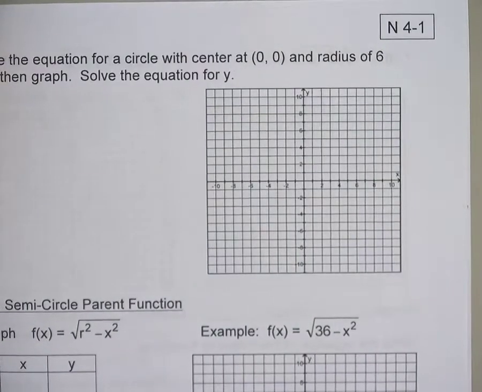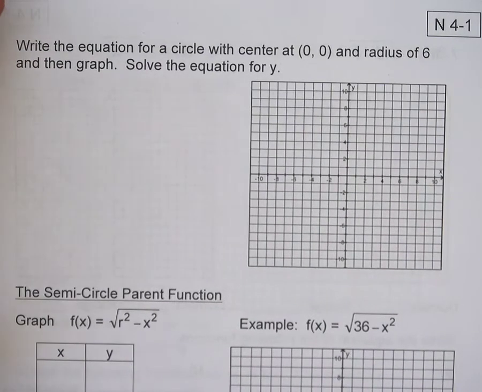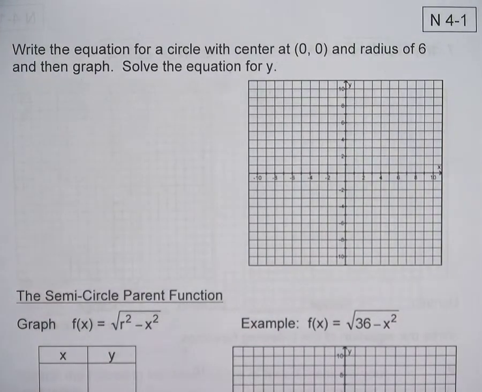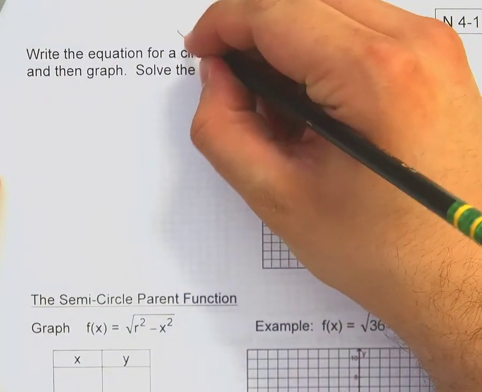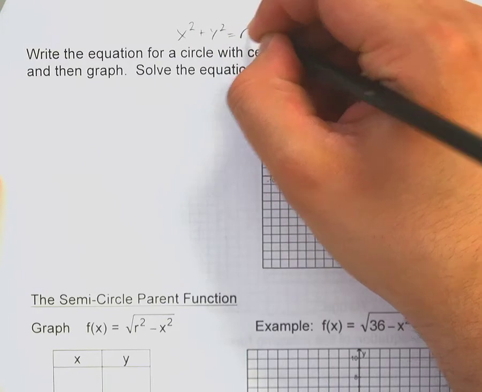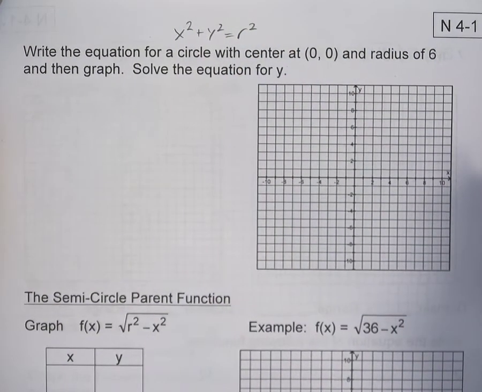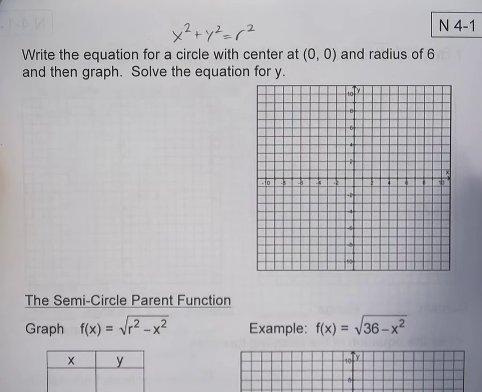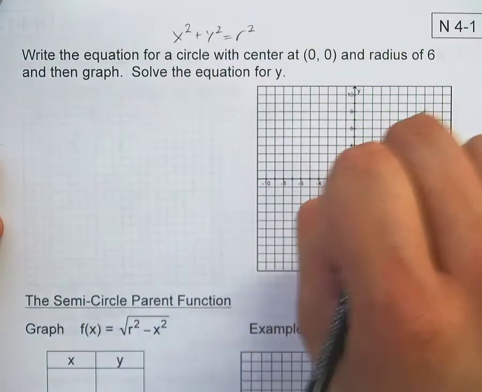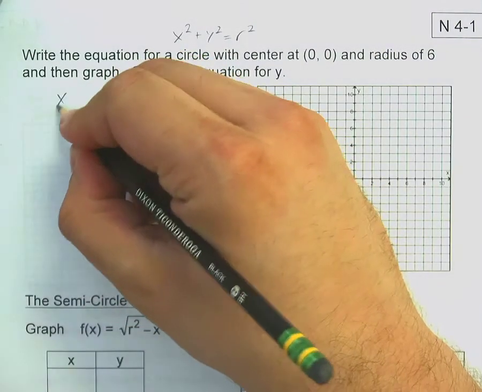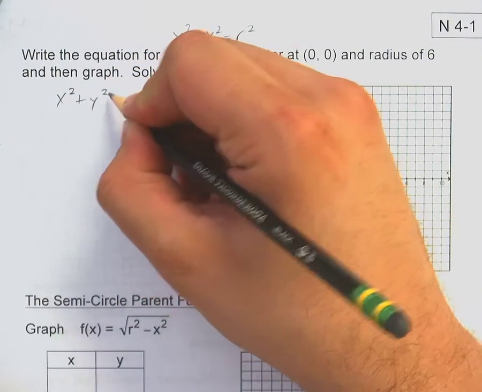All right, so let's talk semicircles. It says write the equation for a circle with a center at 0, 0 and a radius of 6, and then solve for y. So, I'm not sure if you remember this from geometry, but your circle equation is x squared plus y squared equals r squared, kind of like the radius of your unit circle. Anyway, since r is 6, you're going to have x squared plus y squared equals 36.